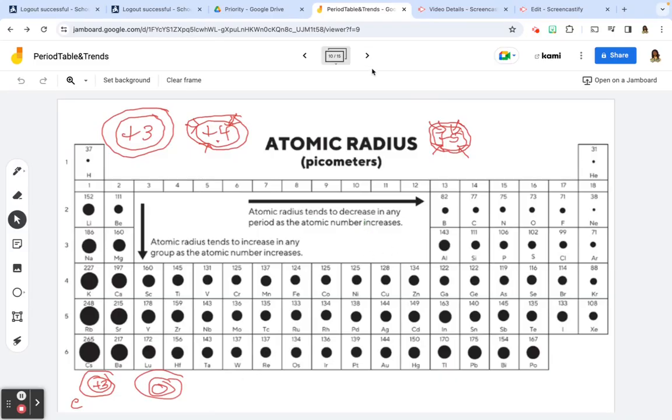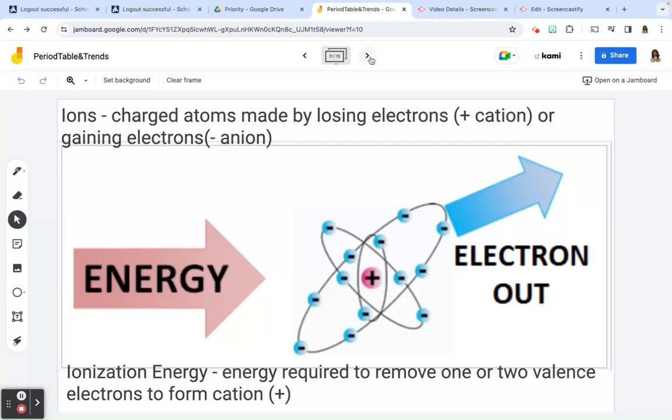Next up, we have something called ionization energy. But before we get into ionization energy, we need to know what ions are. We have to define ions. Ions are charged atoms made by losing electrons, and when they lose electrons, they form cations, a positive charge, or when they gain electrons, they gain a negative charge called anions. But we're going to focus on ionization energy, which is the energy required to remove an electron, one or two valence electrons, to form a cation.